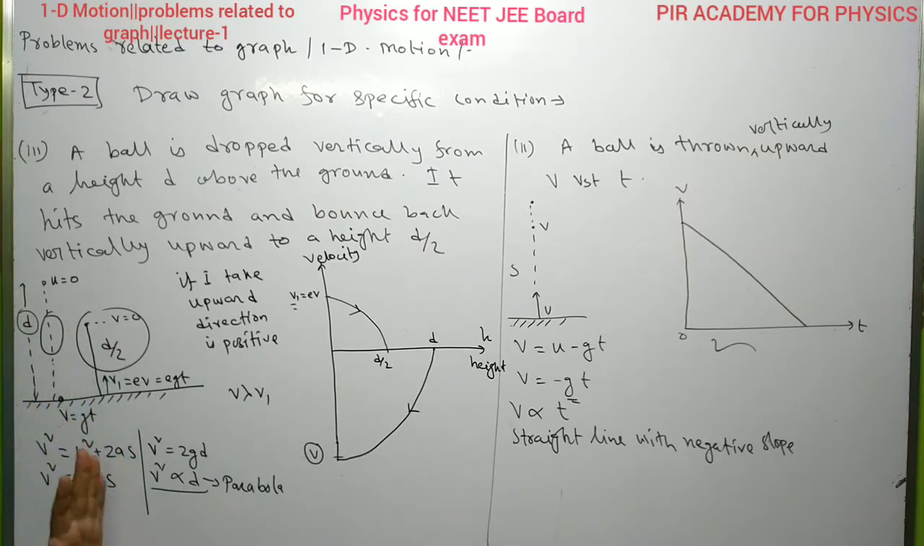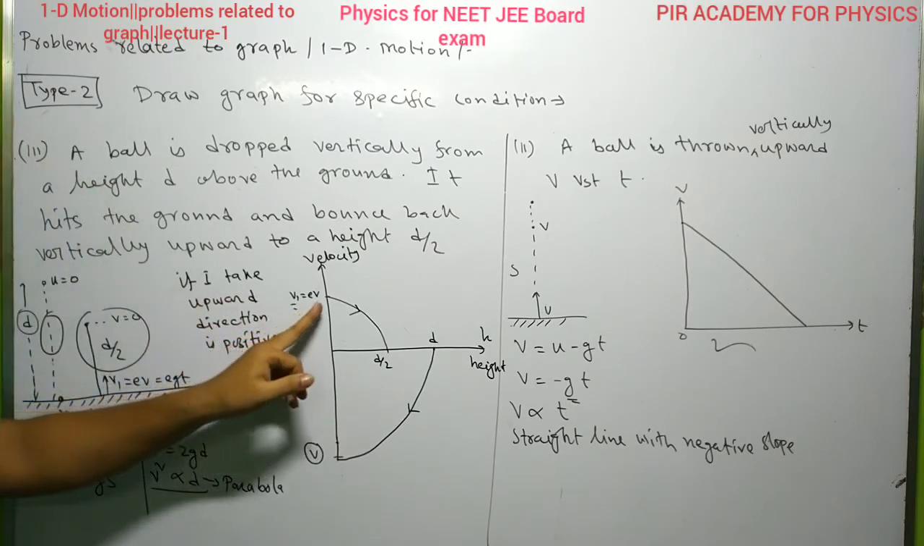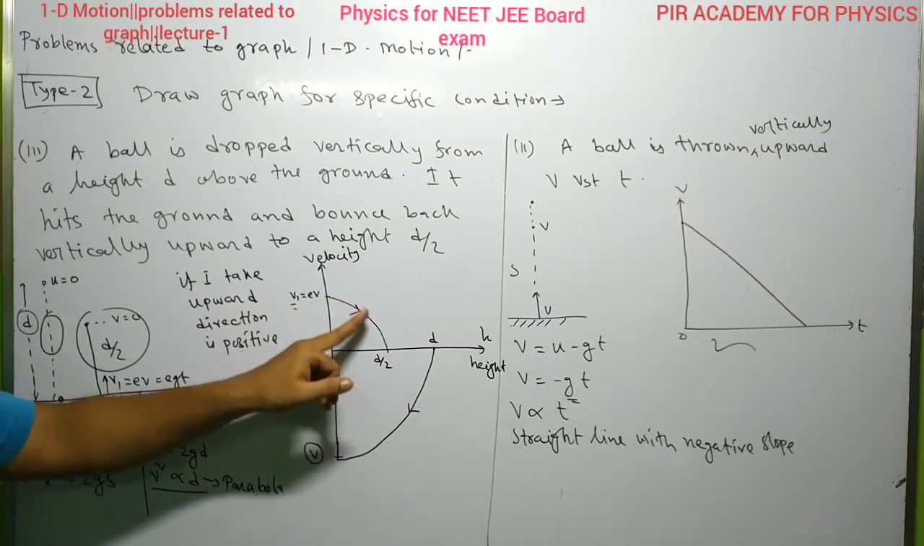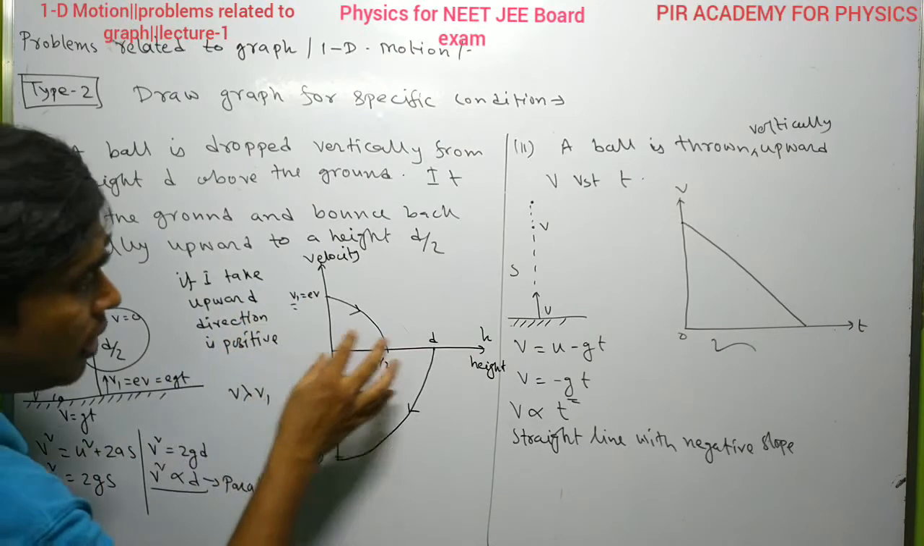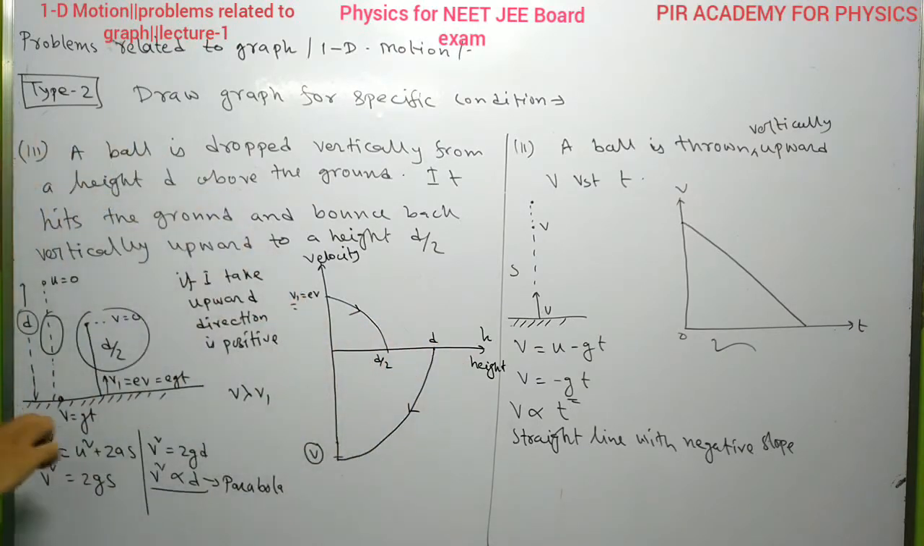And when the particle goes vertically upward to a distance d by 2, this direction is taken to be positive. So this is a positive velocity, then it decreases to 0. So this is the velocity-height graph for this condition. It is a very important problem.